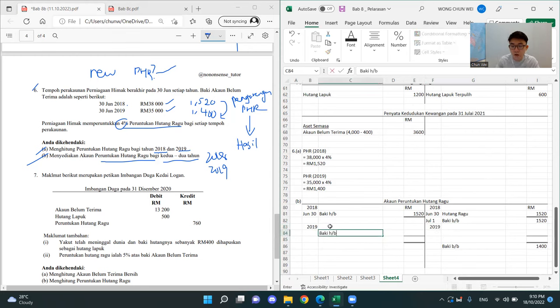Okay, baki HB 1,400. So from here, what can you see? I bring down, right? Here is smaller, 1,400. Here is 1,520. So you put here 1,520. This figure, you use 1,520 minus 1,400, which we just found just now. This is a drop, right? From 2018 to 2019, this is a pengurangan. Therefore, here, we call it a pengurangan peruntukan hutang ragu.